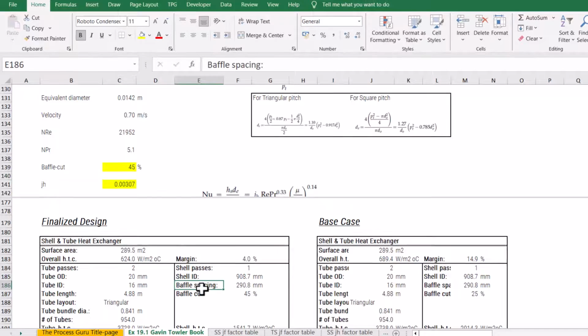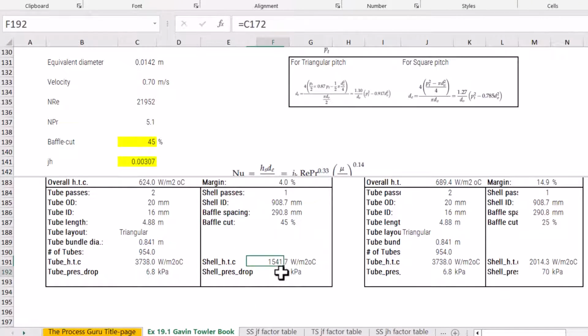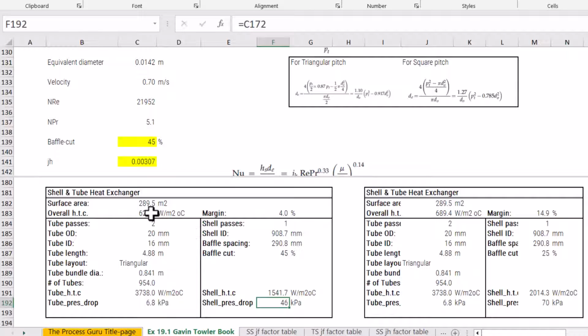So 25%, if we make it 45, then we can see the shell side pressure drop is also relaxed, because now with a larger baffle cut more space is there, so pressure drop is reduced, but this heat transfer coefficient is also reduced. We can understand this from the graph also.